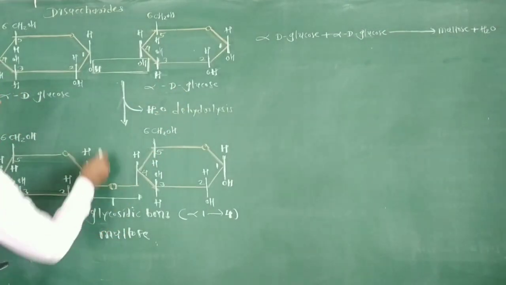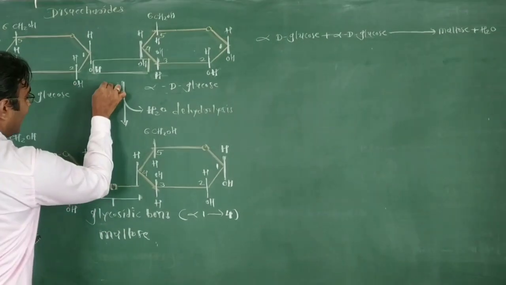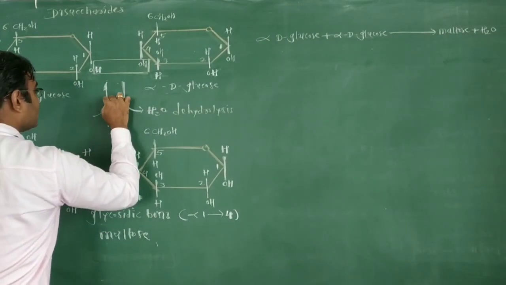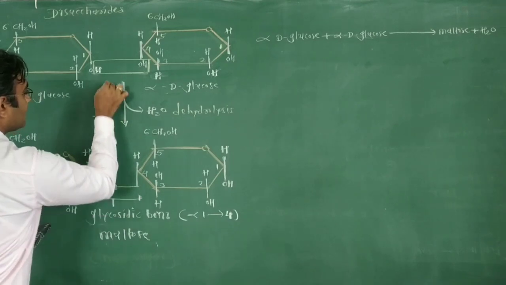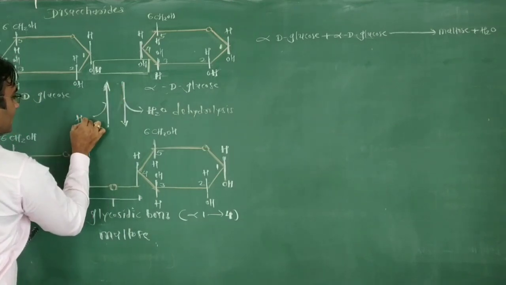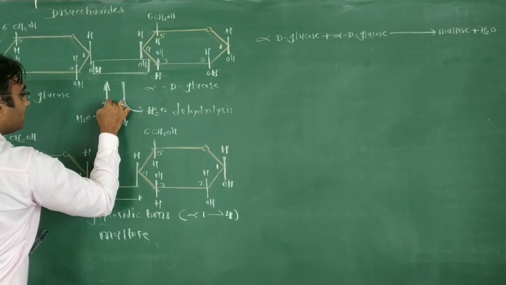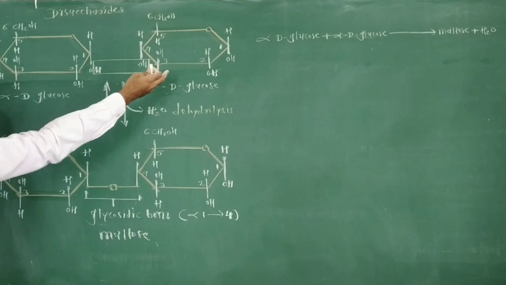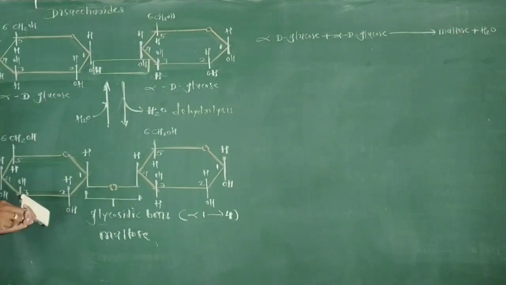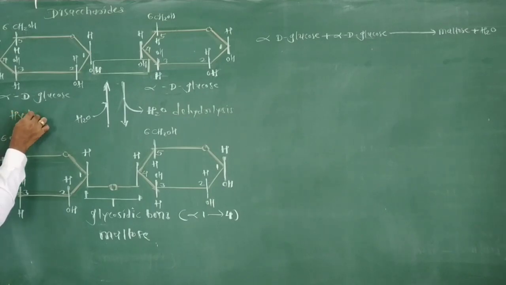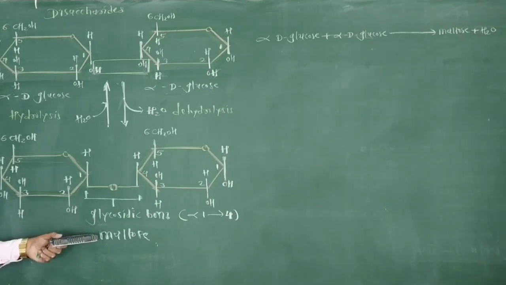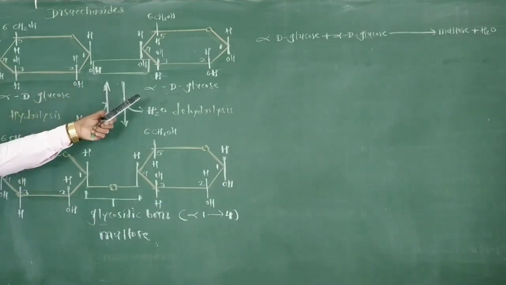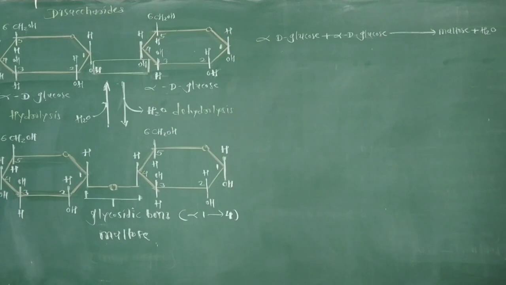Now in reverse, maltose plus water means hydrolysis of maltose. Maltose plus water gives rise to the building blocks of the disaccharide maltose, the monosaccharides glucose plus glucose, and this procedure is hydrolysis. It is one type of digestion of maltose into glucose plus glucose in the presence of water.